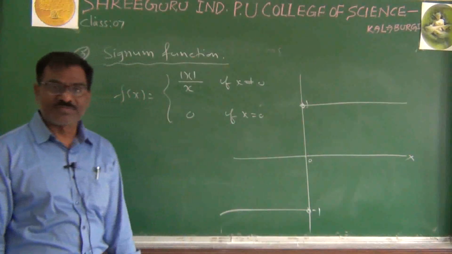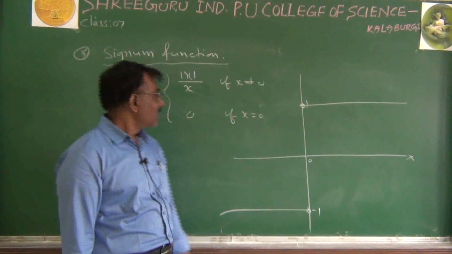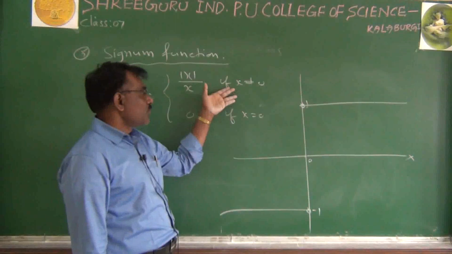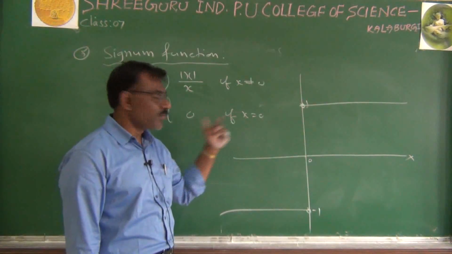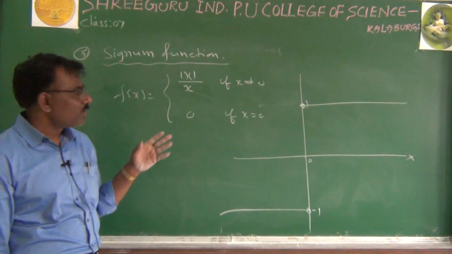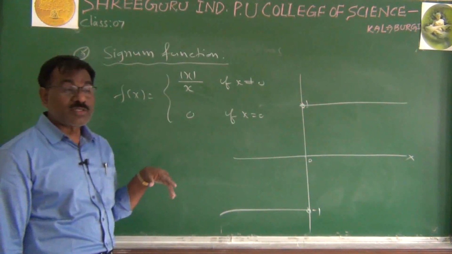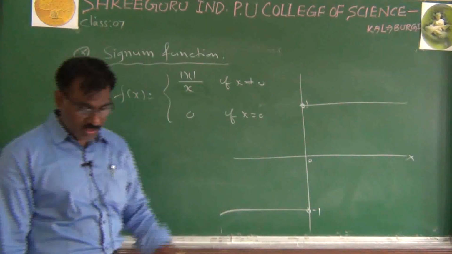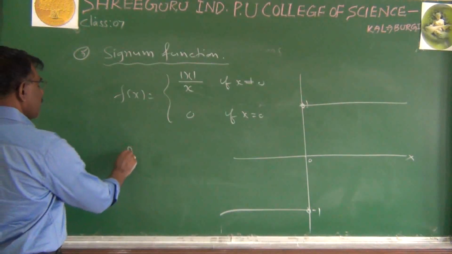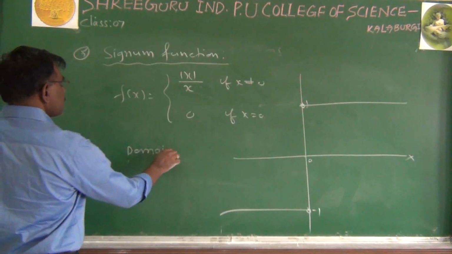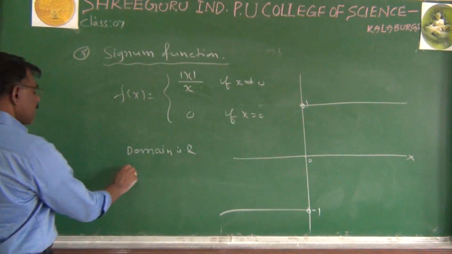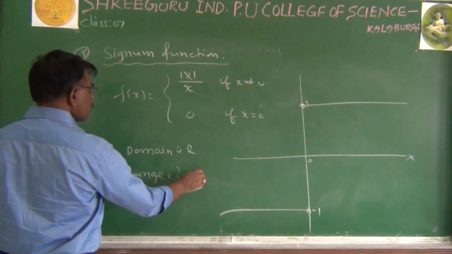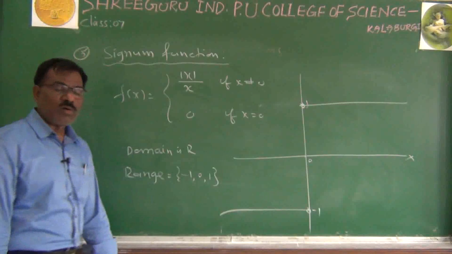This is called the signum function. f of x is mod x by x if x is not equal to 0, and 0 if x is 0. Okay, this is the signum function. So what is the domain? Domain is the real numbers, domain is R. What is the range? This is very important. Range is equal to {-1, 0, 1}. These are called the range.